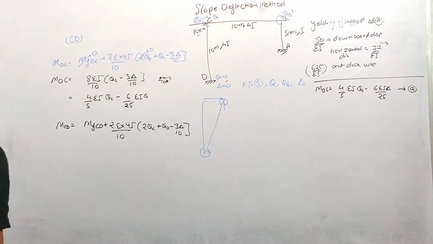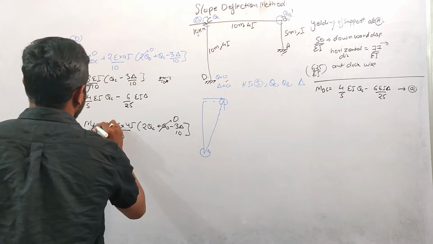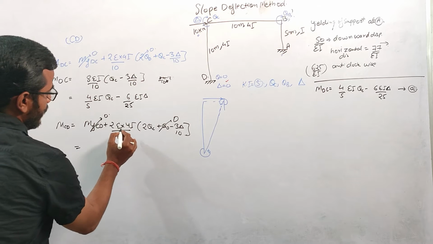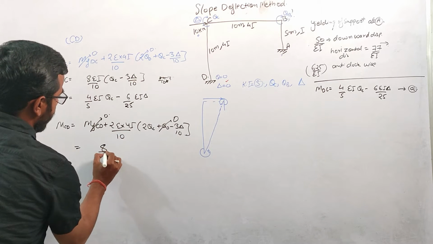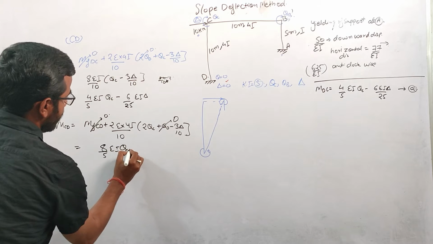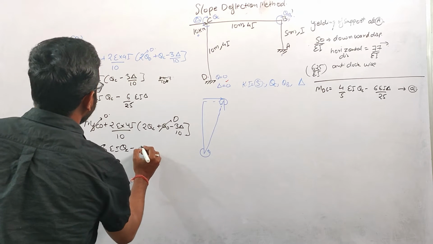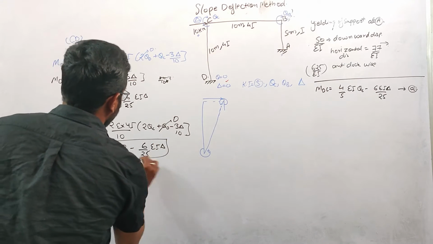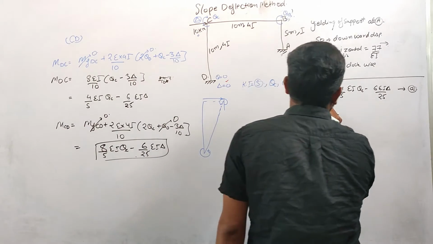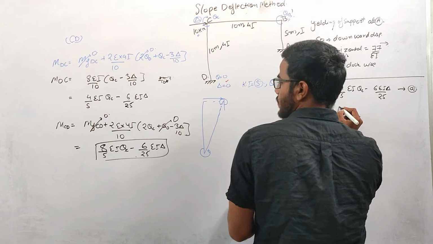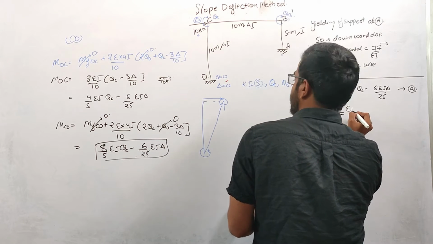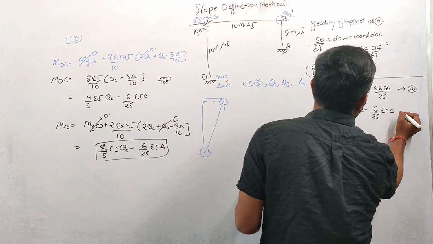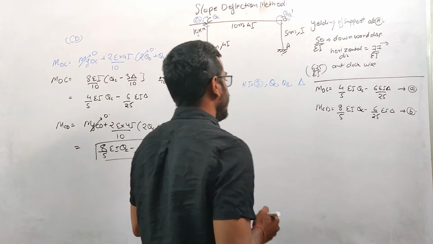Okay. So this term theta D is basically 0. This is 0 again. So this equation will be 8 by 5 EI theta C minus 6 by 25 EI delta. Okay. So MCD will be equal to 8 by 5 EI theta C minus 6 over 25 EI delta. Let us term this equation as B, right?